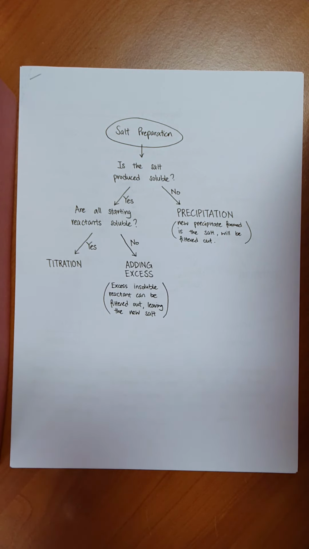But if the salt produced is soluble, you have to ask yourself if both starting reactants are soluble. If one of the starting reactants is not soluble, you can go by adding excess, right? Because you can just filter out the excess reactant and then you get your new salt. But if both starting reactants are soluble in water, you have to go by titration.